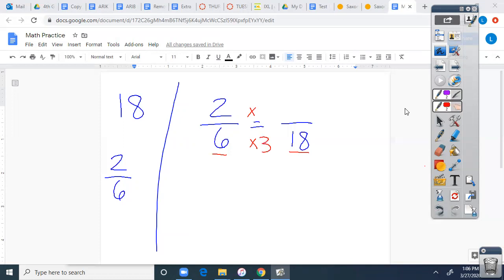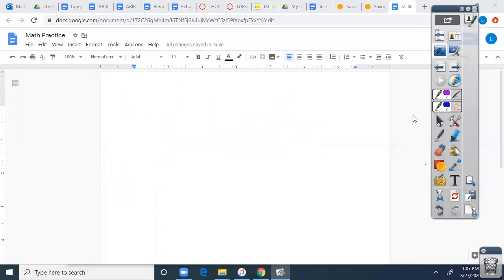6 times 3 is 18, so what I do to the bottom, I have to do to the top. So 2 times 3 is 6. So our answer is 6/18. Okay? We'll do one more practice, and then we will move on to a little bit of review for the last couple minutes. Okay, the last one.